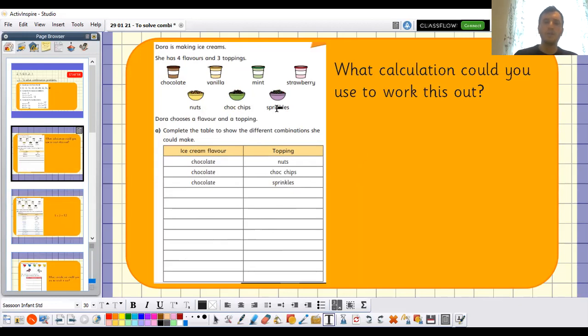And can you think about the calculation we would use to work this out? If there are 4 ice creams and 3 toppings, what calculation will that be? Pause the video here, have a go at that one. Let's look at that one together then.